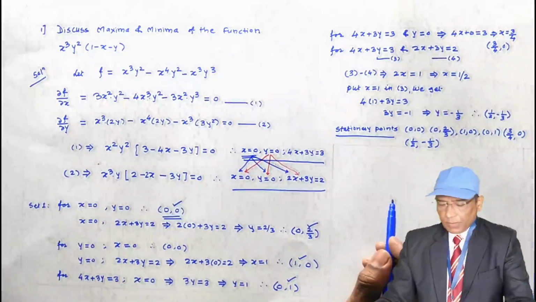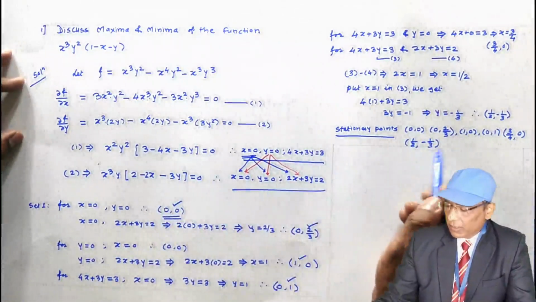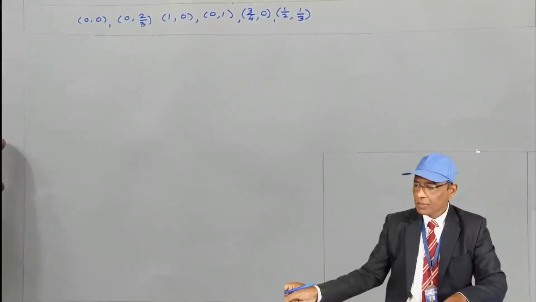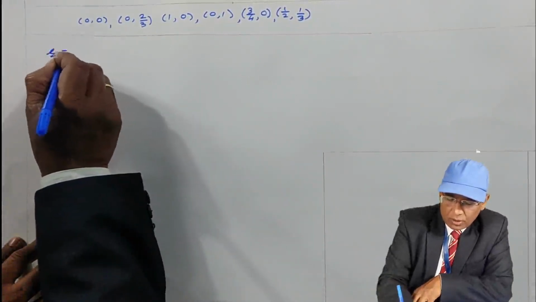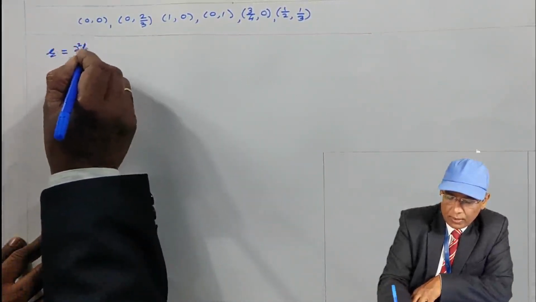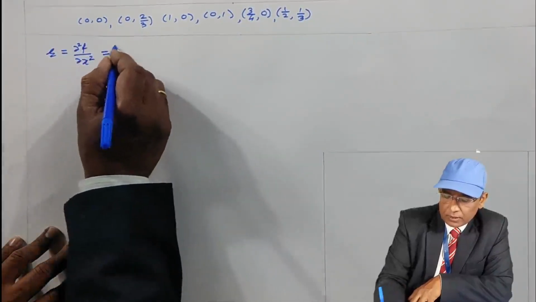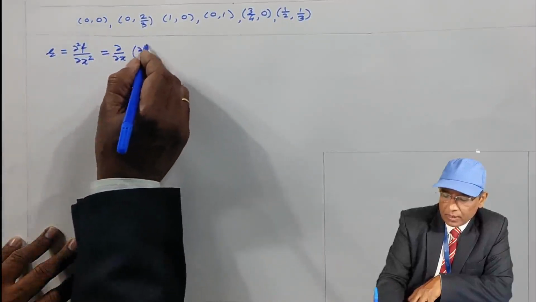Now, R, T minus S square, R, I will calculate at all those points. Now I will check whether the function is maximum or minimum. Next step is what? Find R. R is what? It is del 2 f by del x square. This is del by del x of del f by del x.